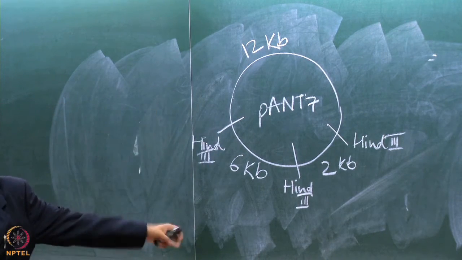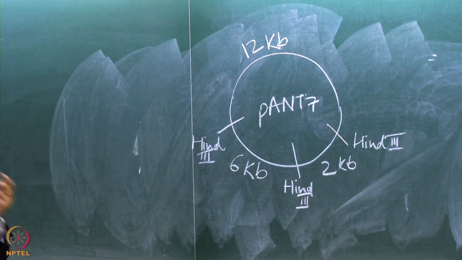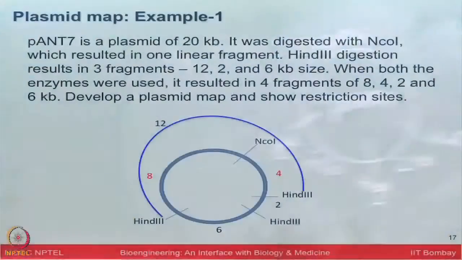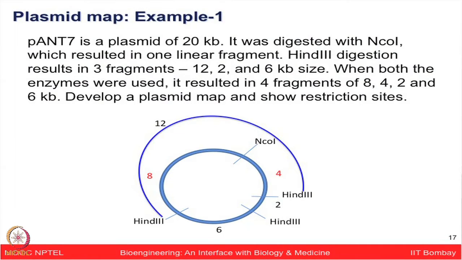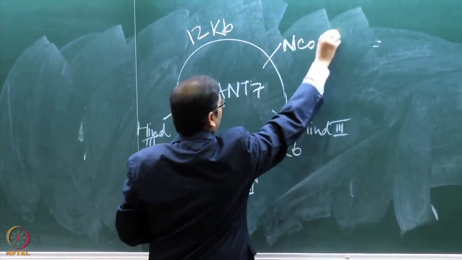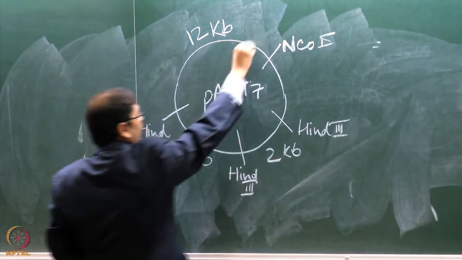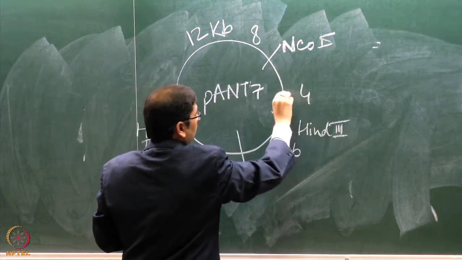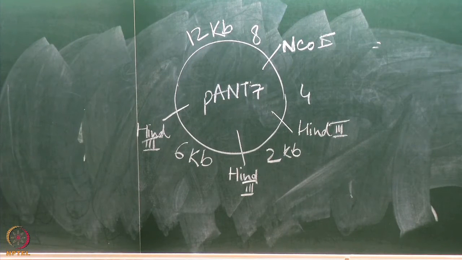If you were to use only one enzyme, you are making 3 cuts, which gives 2 kb, 6 kb and 12 kb. Now, if you have used another enzyme, which is NCO1, in total you are seeing 4 fragments of this plasmid. So now one more size appears, which is 8 and 4. Let us say if the NCO cut was made here, this 12 could be split into 8 and 4, right. So, in this case, this will be the map with the different restriction enzymes.